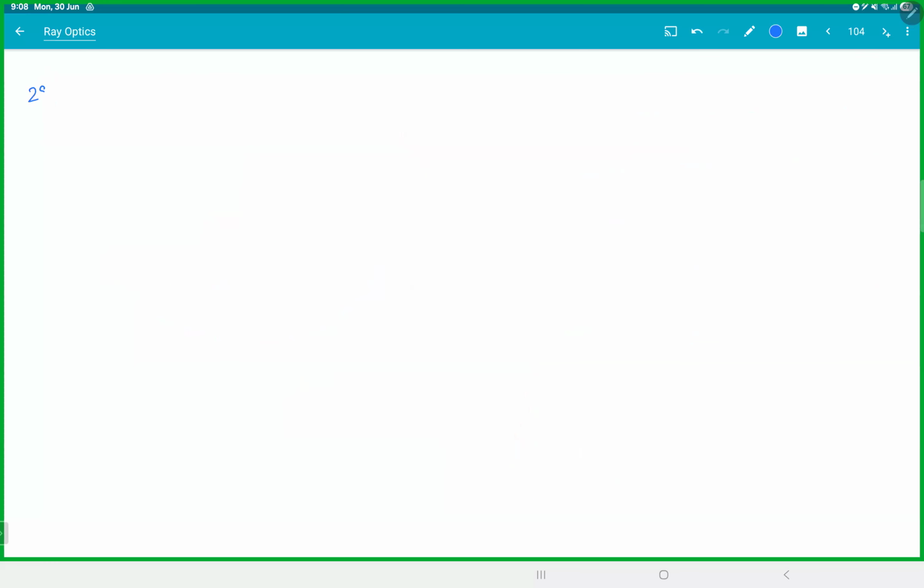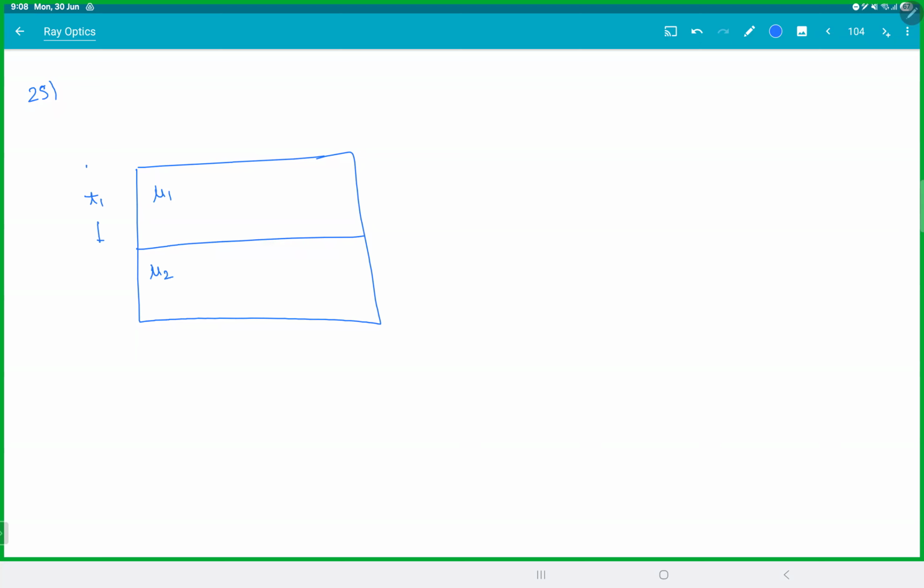Next thing. Now let's see what Poroja asked. What if there are two mediums here, mu1, mu2? We will do one normally, and then I'll show you a shortcut for this. I think there's a general result you'll get which saves you a lot of time. The observer is here, and let's say this distance is h. The object is here, and this distance is t. Find the distance of the object as seen by the observer.